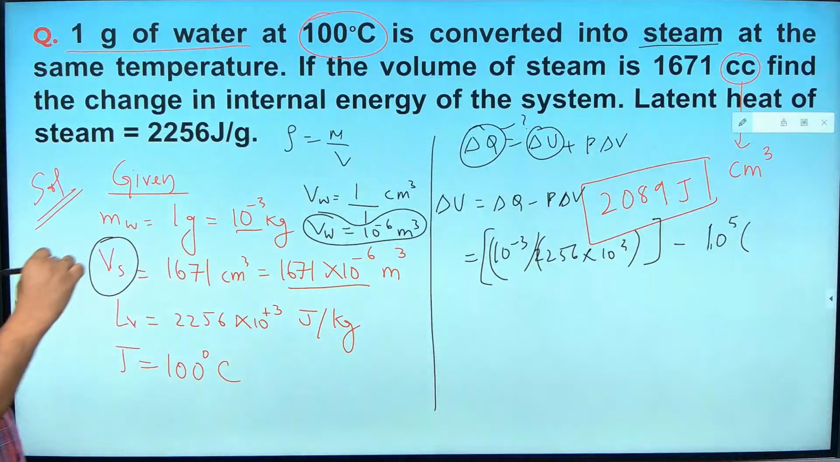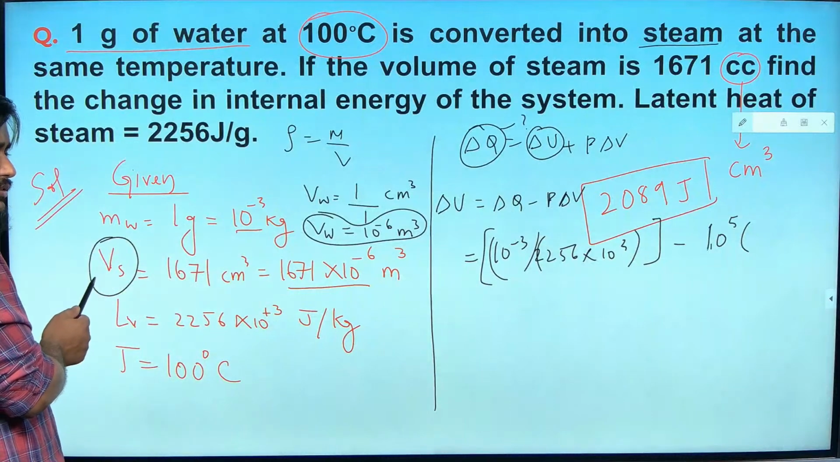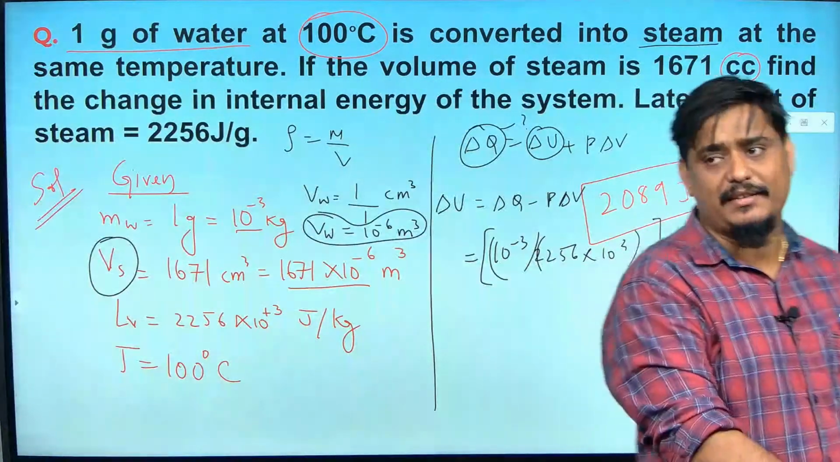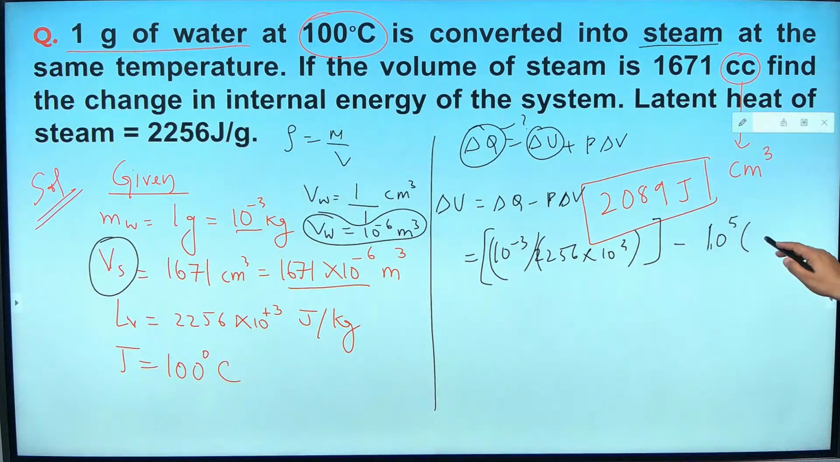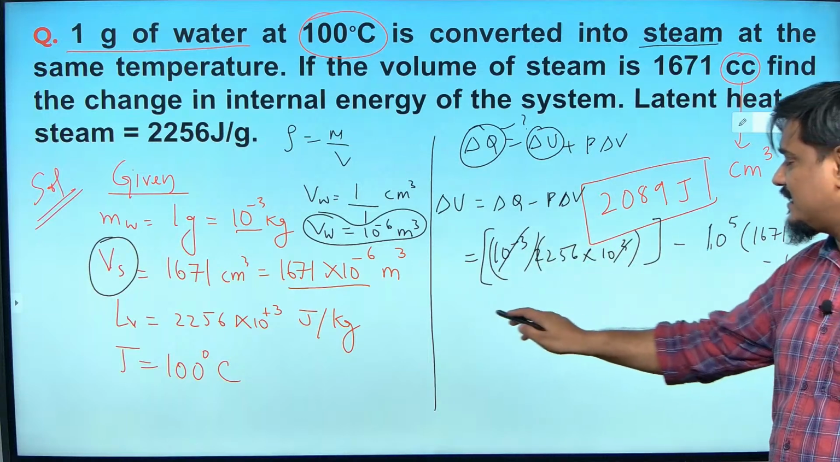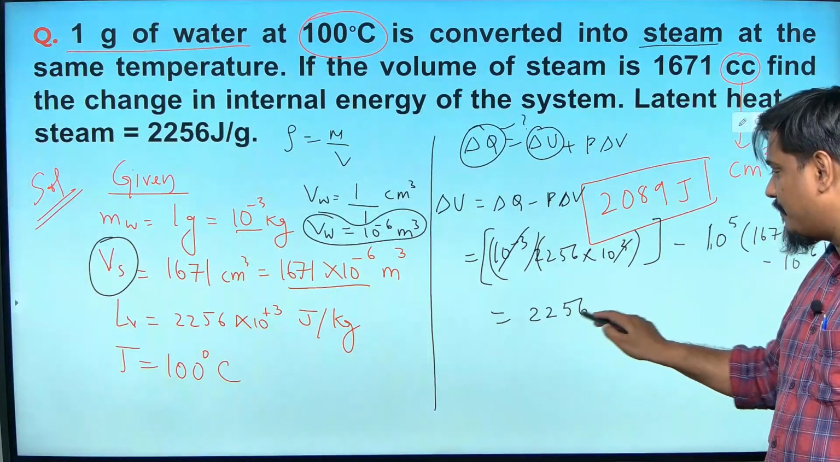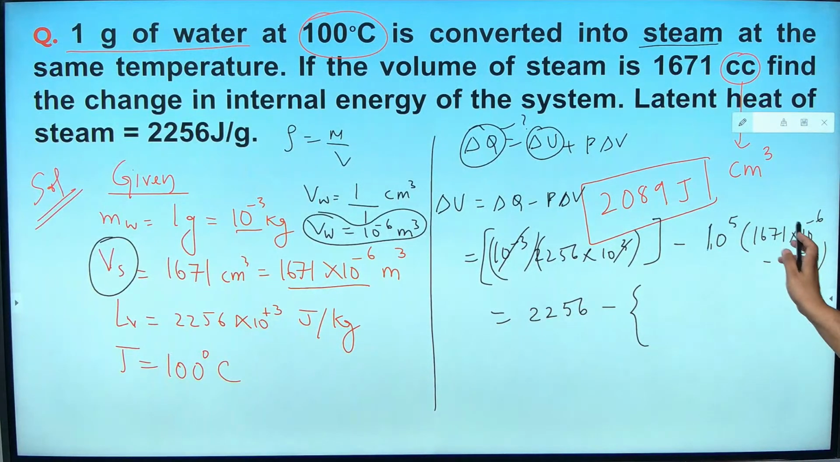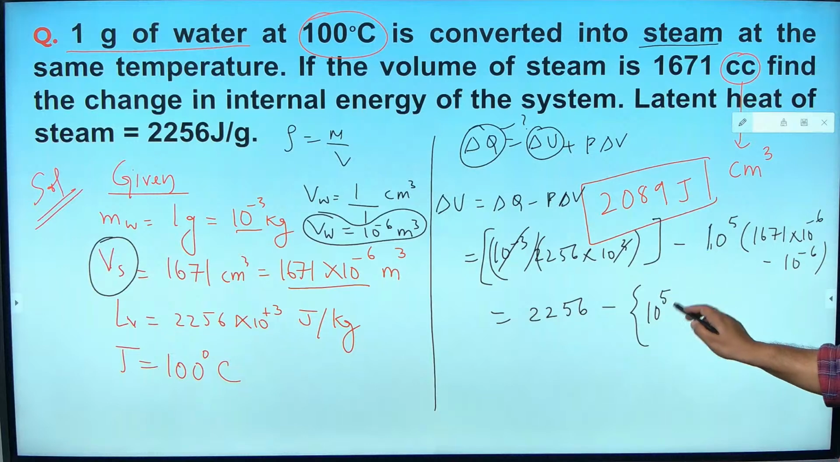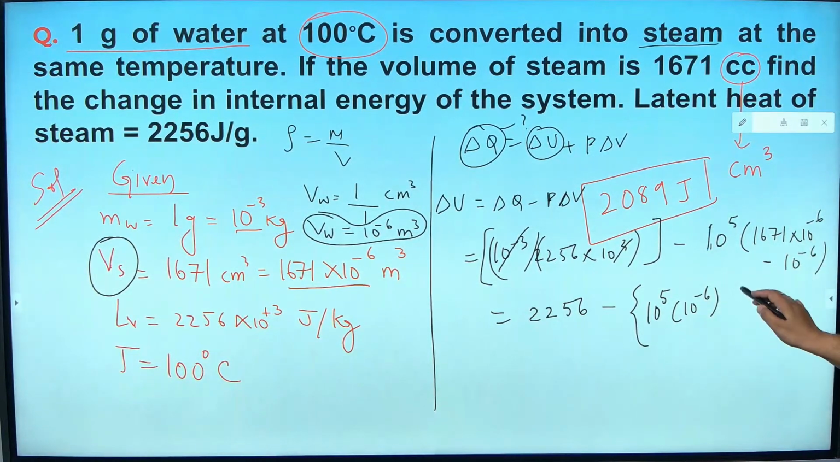Do you understand this, all of you? Very basic thing we are doing. So volume of water is known to us, volume of steam is known to us. Now we can find change in volume, right, Kirti? That will become equal to 1671 into 10 to the power minus 6 minus 10 to the power minus 6, right? When you solve this equation, this minus 3 plus 3 gets cancelled. You are going to get 2256 here minus, if you solve this, it will become 10 to the power minus 6 outside. So 10 to the power 5 already is there. Into 10 to the power minus 6 I am taking outside. What is going to remain? 1671 minus 1. It will become 1670.